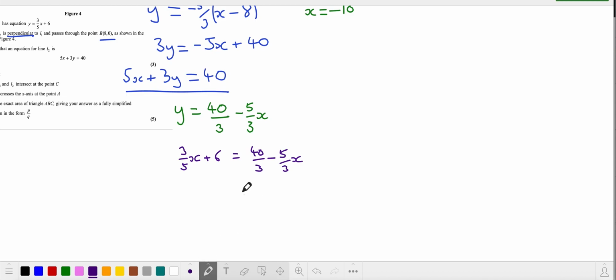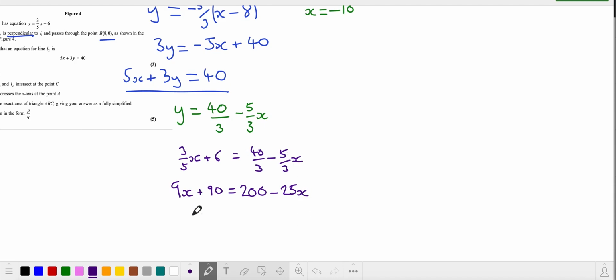I've got two different denominators here, so to clear those all away, I'm going to multiply through by the lowest common multiple of those denominators, which is 15. So multiply this by 15, multiply by 5 first to clear the 5, then I've still got to multiply by 3, so that'll give me 9x. Multiply 6 by 15 and I get 90. Multiply 40 thirds by 15, times by 3 gets rid of the divide by 3, I've still got to multiply by 5, giving me 200, and multiply this by 15, times by 3 gets rid of the divide by 3, I've still got to multiply by 5, minus 25x.